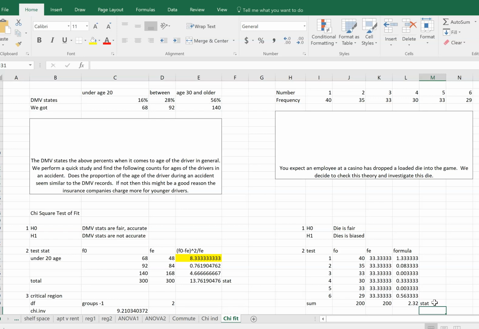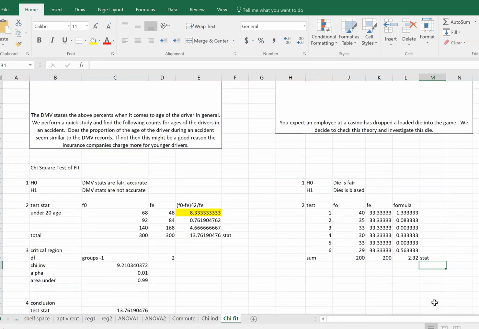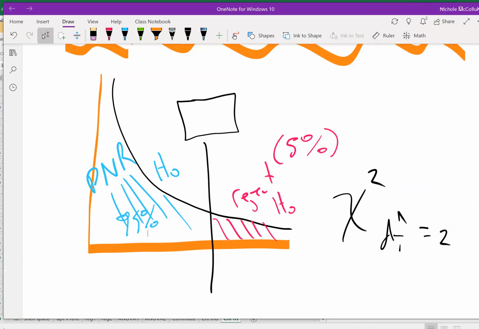So my test statistic is a 232. Is that enough to reject? The answer is, I don't know. This is not a Z or T. If it was a Z or T, there's a chance. But this is a chi-square distribution. And remember our picture. A chi-square distribution is skewed to the right.